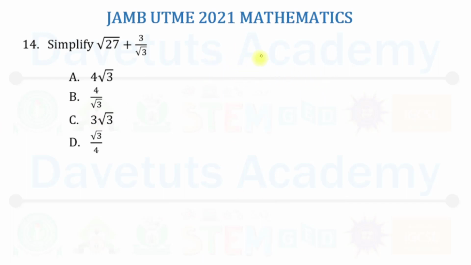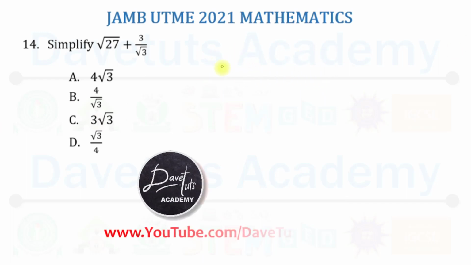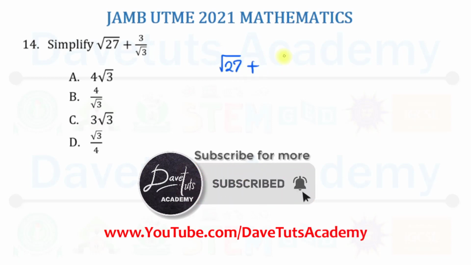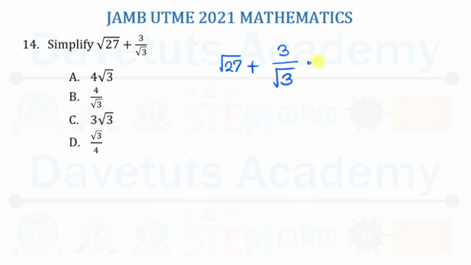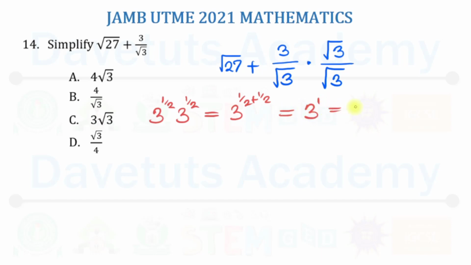Here is a question on Surds in which we have to solve this particular expression, root 27 plus 3 over root 3. Okay, this is going to be a play on our understanding here. I can just multiply this second term, the numerator and the denominator, by root 3, and now I can see that root 3 multiplied by root 3 is just as if you're having 3 raised to power half multiplied by 3 raised to power half. That's nothing but 3, and you add the power. So this is actually 3 raised to power 1, which is 3. So this denominator is nothing but 3.